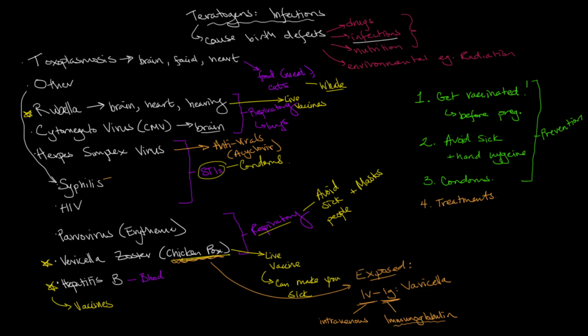For syphilis, you give antibiotics, and if you have watched the teratogenic drugs video, you do know that some antibiotics can cause birth defects, and so you should be giving penicillin if possible. So penicillin does not cause birth defects, and so that'll treat the syphilis and won't cause birth defects.